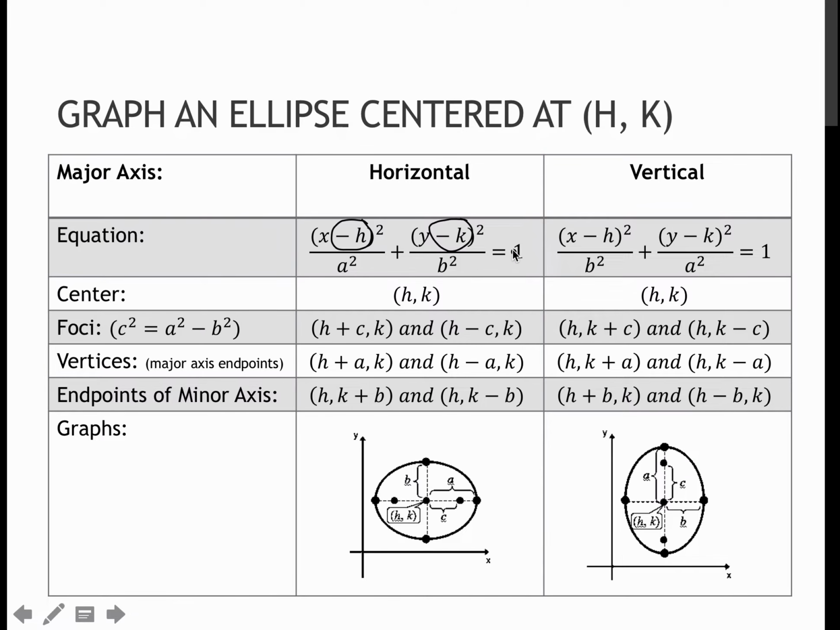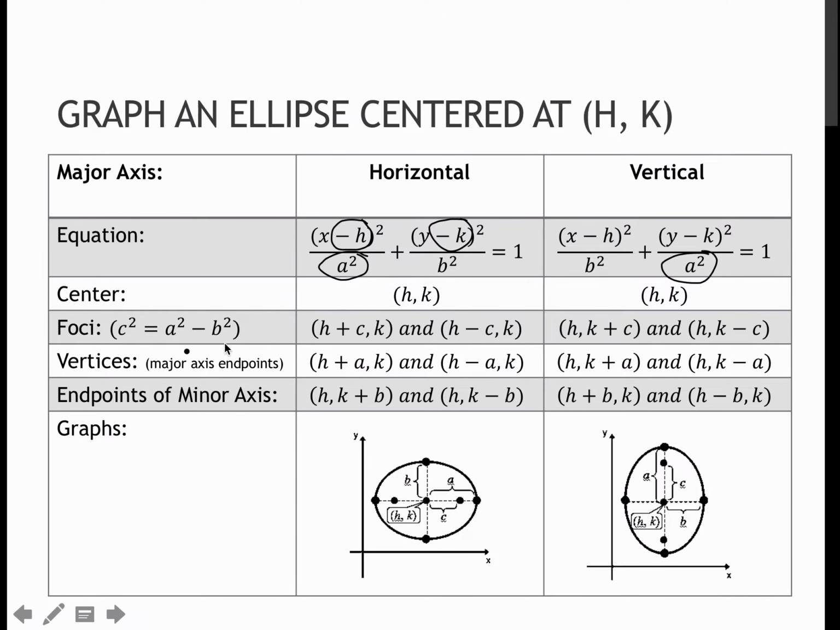So this is looking more and more like the circle where we had x minus h quantity squared plus y minus k quantity squared equals r squared. So same idea, and that's why it's important that a and b are different. Otherwise, we would just have a circle. Just as before, the a value is the larger of the two, and it's going to be the one that tells us whether it's horizontal or vertical. The center is at h, k, just as it was in a circle.